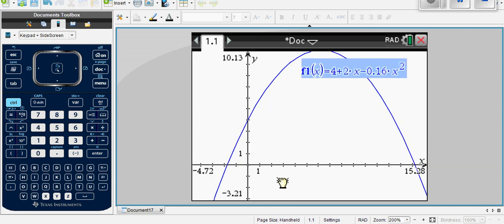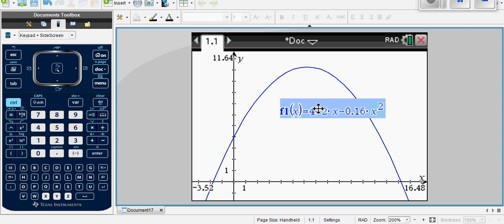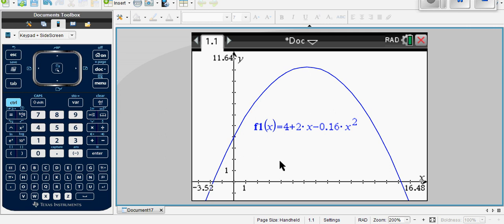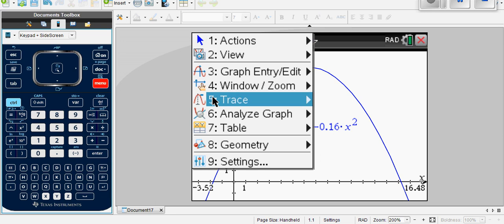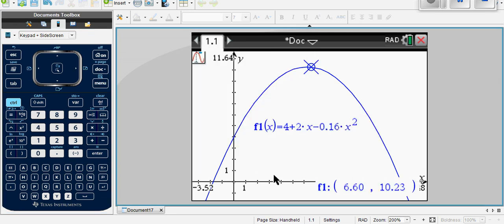Now I just need to zoom out. I'm moving this over a little bit so I can see. And the questions were, where is Nadia? Nadia's right here at time 0. So I can trace this. And that looks to be the maximum right there. I could put 6.66 in. So I think that looks like the maximum, not sure. 6.6 seconds later at 10.23 feet, that's the answer for that.